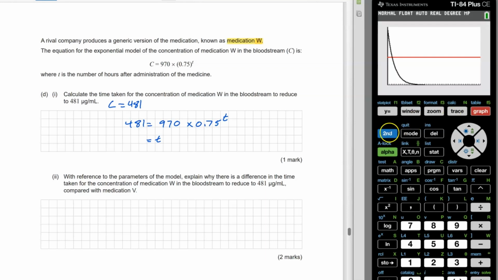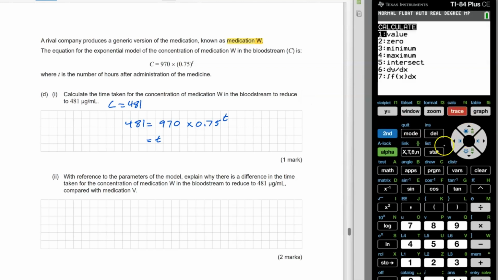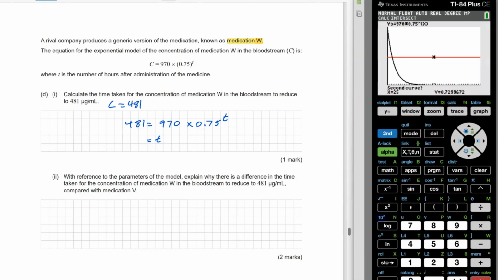And we're going to do the same thing we did before. We want to calculate where that line intersects. Just enter, enter, enter, so 3 times. And this time we're going to get that it happens after 2.44 hours. All right.